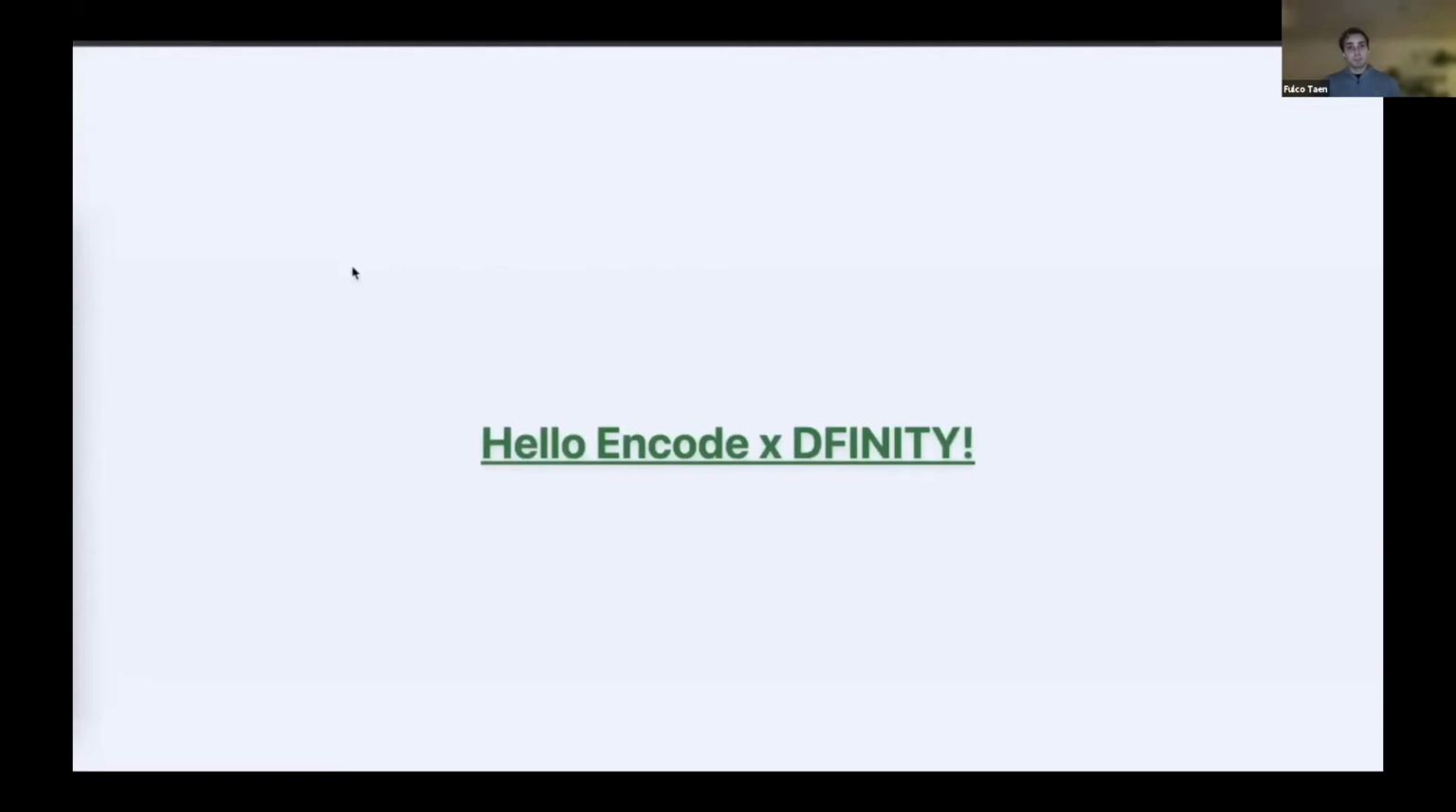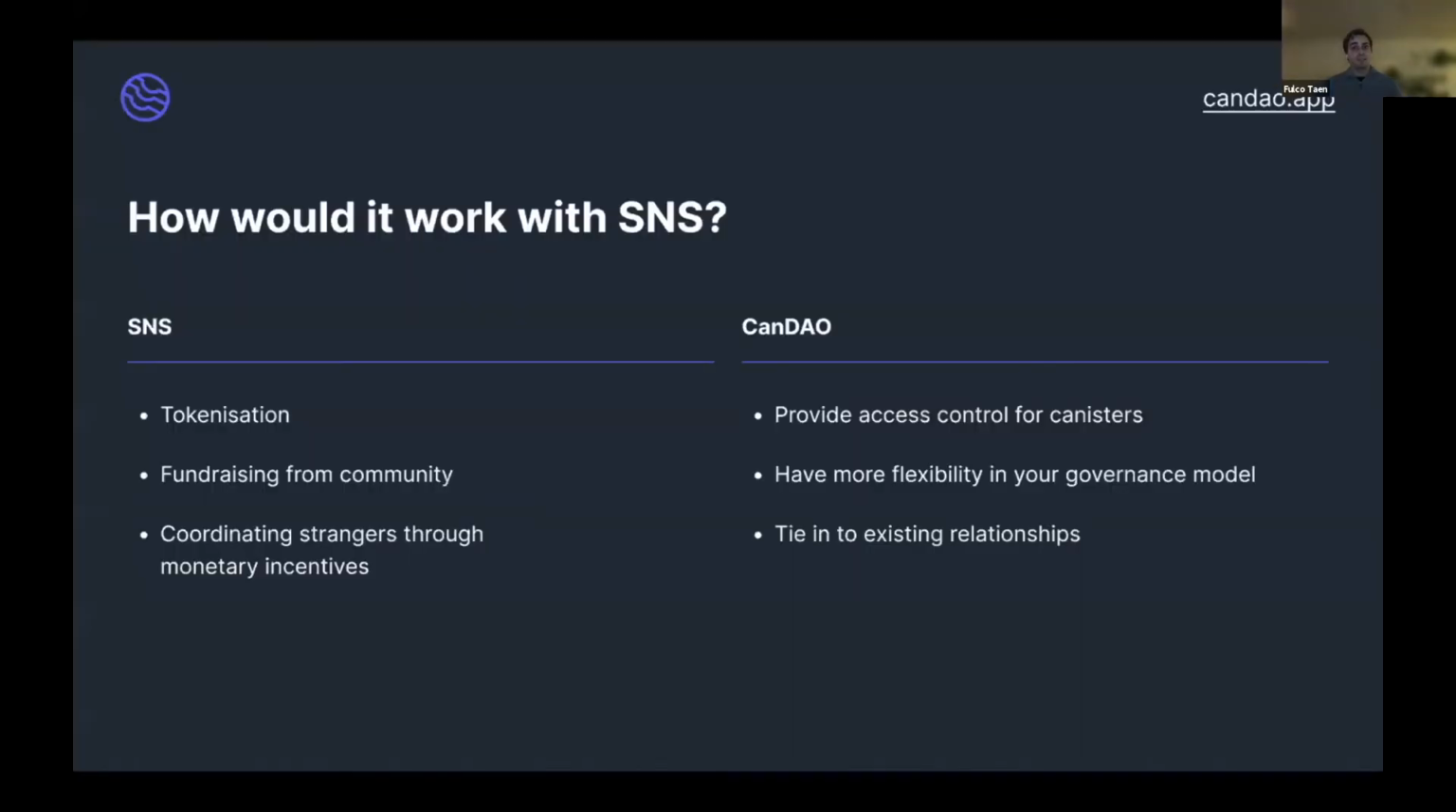Now, one solution this might remind you of is the upcoming SNS, where you also put a DAO as the controller of your canisters. But where in the SNS, voting power is mapped to fungible tokens, in CanDAO, voting power is mapped to non-fungible identities. So instead of coordinating strangers through monetary incentives, CanDAO can tie into existing relationships like the people in your startup or Discord group, or even your family.